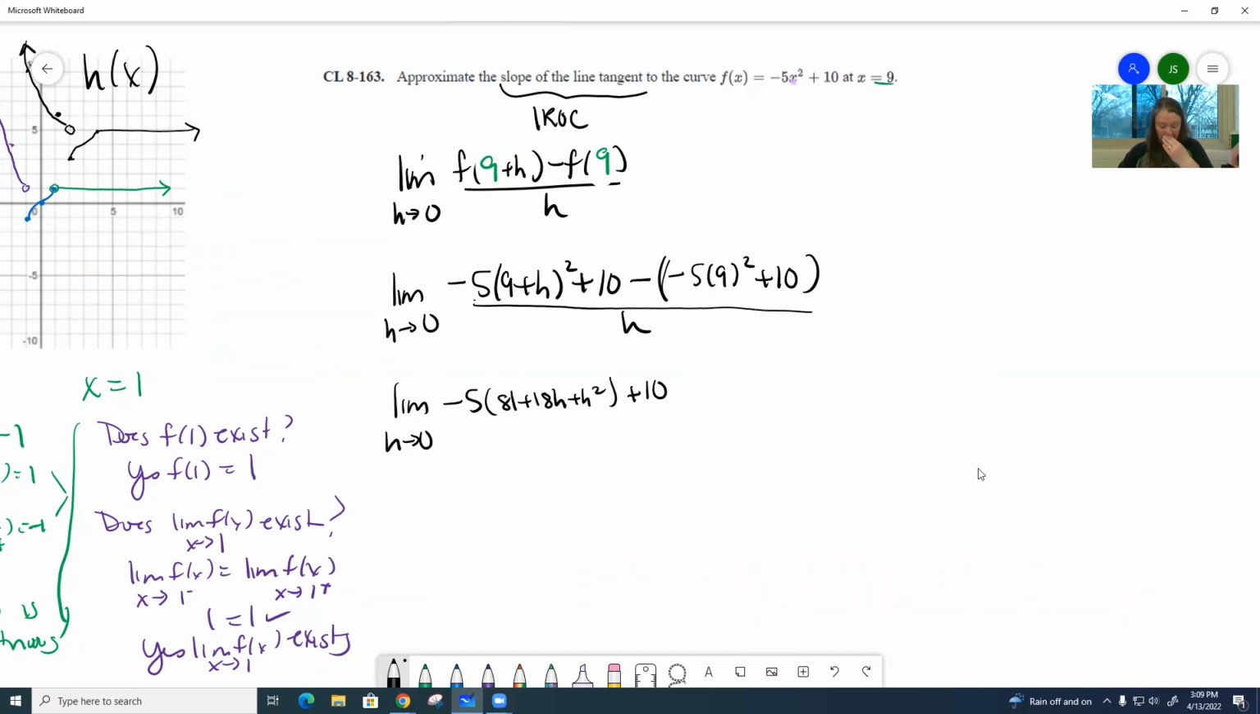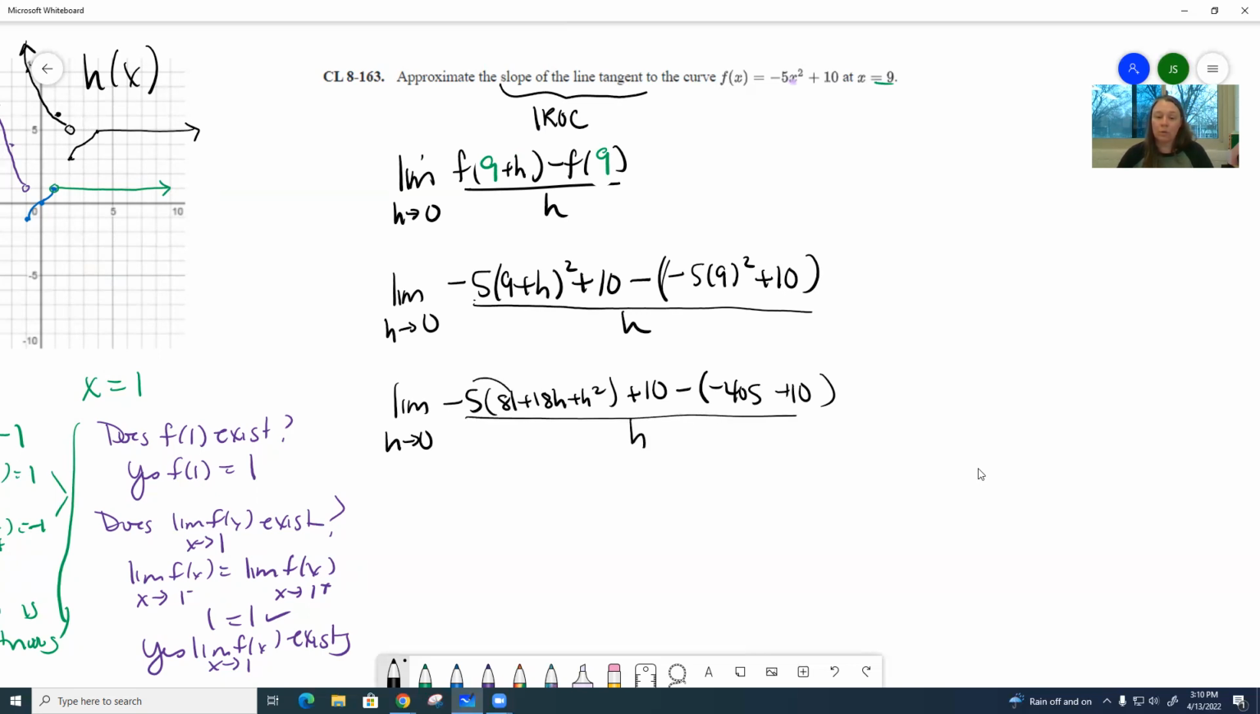And then this is -5 times 81 plus 10. When I figure out what all of that is, let me write it down. Sorry, I usually do. So 5 times 81, which is 405. So this is -405. And then this is minus 10. No, plus 10, sorry, plus 10 all over h.